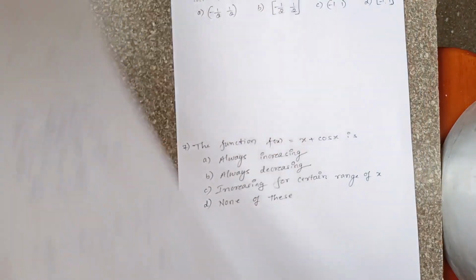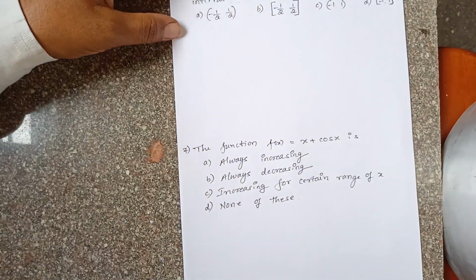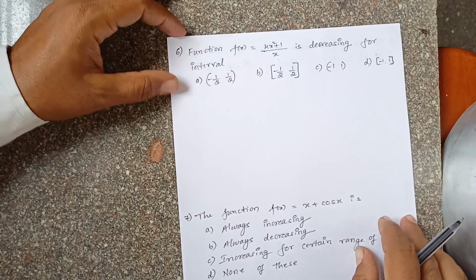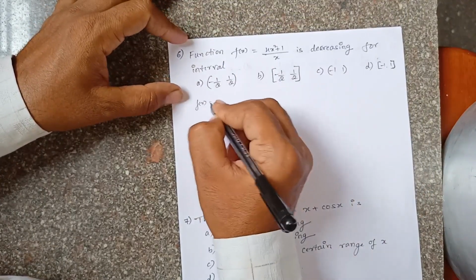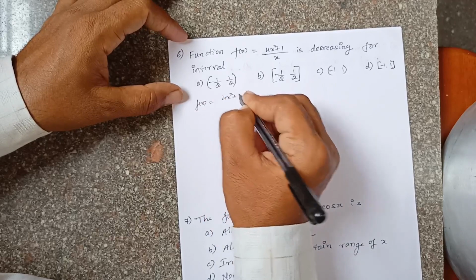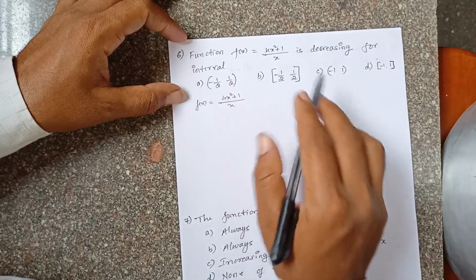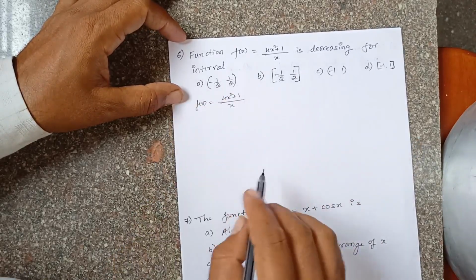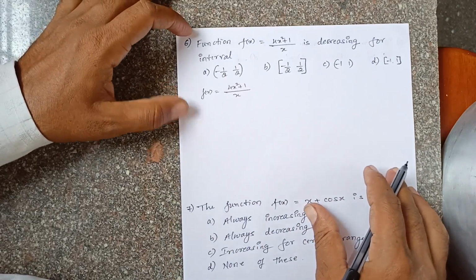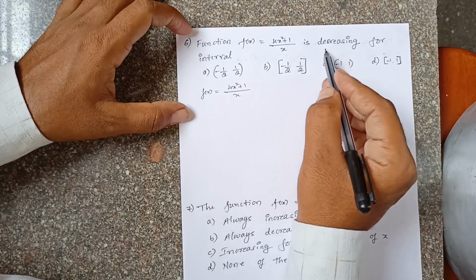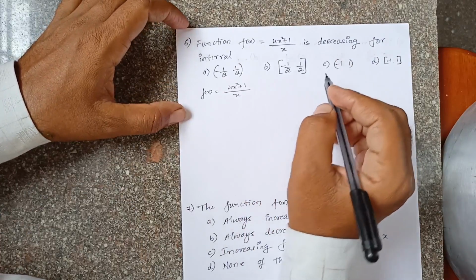Now answering question number 6. The function f of x is equal to 4x square plus 1 by x is decreasing for the interval. In which interval the function is decreasing, we need to check here. It is given simply decreasing, not strictly, so you have to be careful.